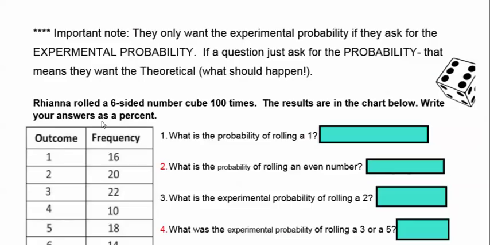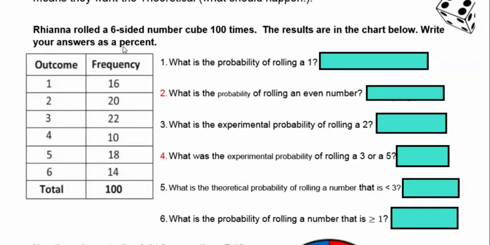All right, let's look at the back. So again, I just kind of said this. They only want experimental if they ask for it, okay? They only want that if they ask for it. If they just say probability, that means theoretical, what should happen. So let's look at these problems.